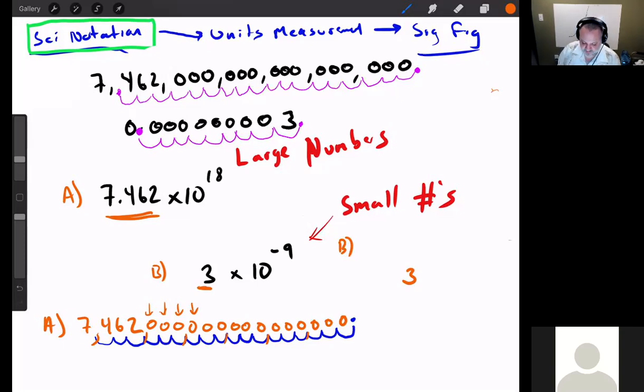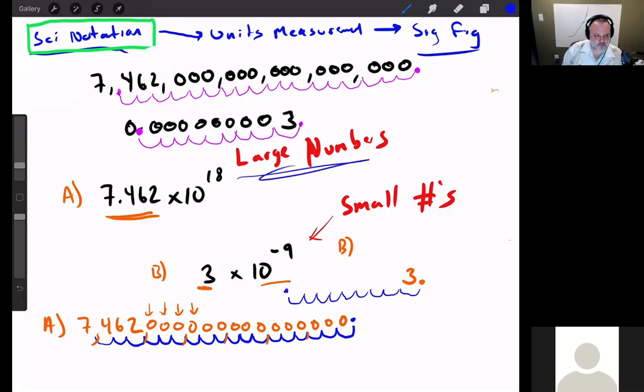So let's start off with this one. Now it's 10 to the negative 9. Here's where the decimal place is. And so I want to move that decimal place 9 spaces, but I'm going to move it in the opposite direction. 1, 2, 3, 4, 5, 6, 7, 8, 9. There's the new decimal place. The 10 to the negative 9 tells me that I have a small number, so I need to move the decimal place in the direction that makes it a small number. The 10 to the 18th means that I have a large number, so I moved the decimal point in the direction that turned 7.462 into a large number. In B, I'm moving the decimal in the direction that turns 3 into a really small number.